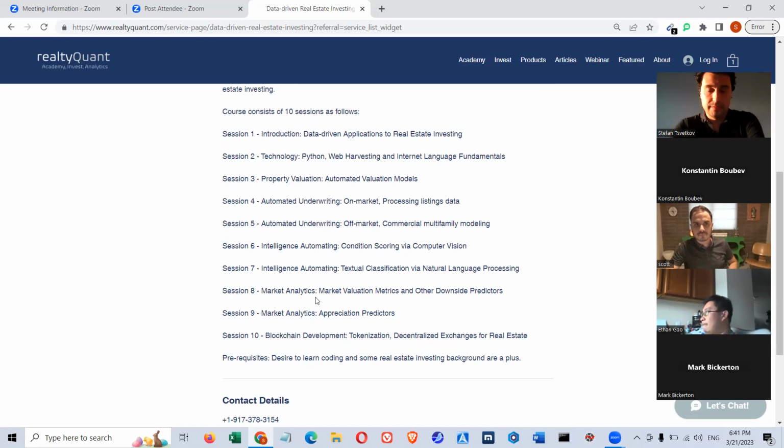The other thing that I mentioned as well, appreciation predictors, how to forecast appreciation in different markets. And there's a small module on blockchain also, and real estate tokenization. So those are some topics that I've worked on myself. I've written probably 10,000 lines of code for real estate in my career so far. So I've done a lot of those things by myself.